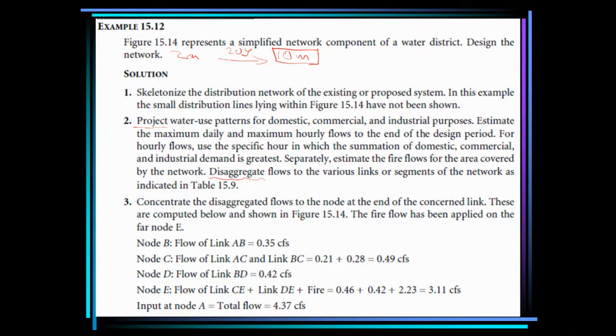So here you concentrate the disaggregated flows to the node at the end of the concerned link. These are computed below, okay, and shown in figure 15.14. The fire flow has been applied on the far node E.